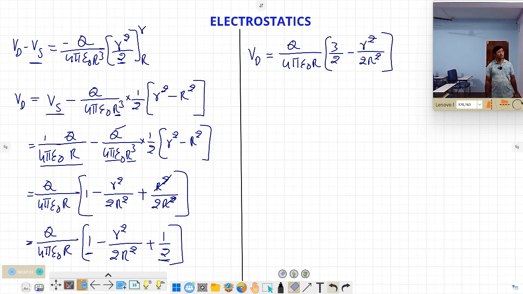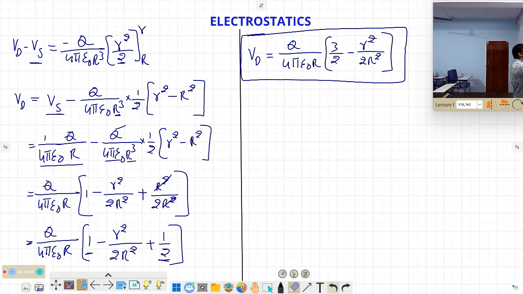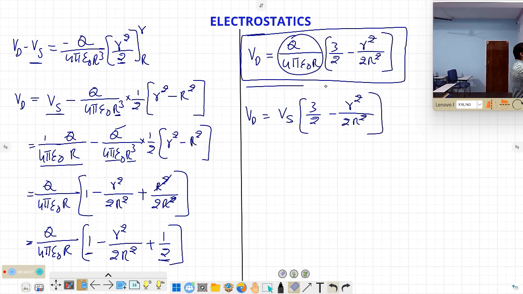Now if you observe, this is the potential at point D inside the sphere that we got. This formula, q by 4 pi epsilon naught R, is similar to the potential due to a charged sphere on the surface. So I can replace this completely with Vs. Vd is equal to Vs into 3 by 2 minus small r square by 2 capital R square. This is the expression for the potential inside the non-conducting sphere at a distance of small r, compared to the surface. Now this is the final equation.